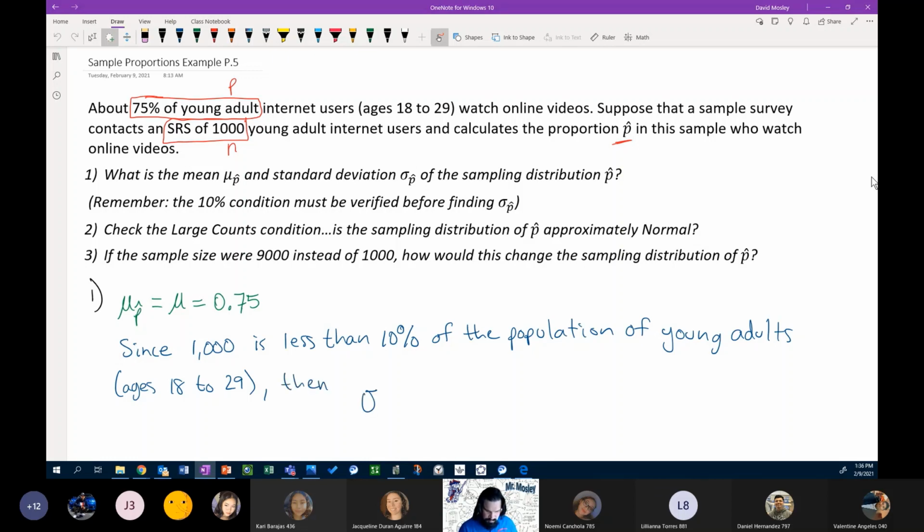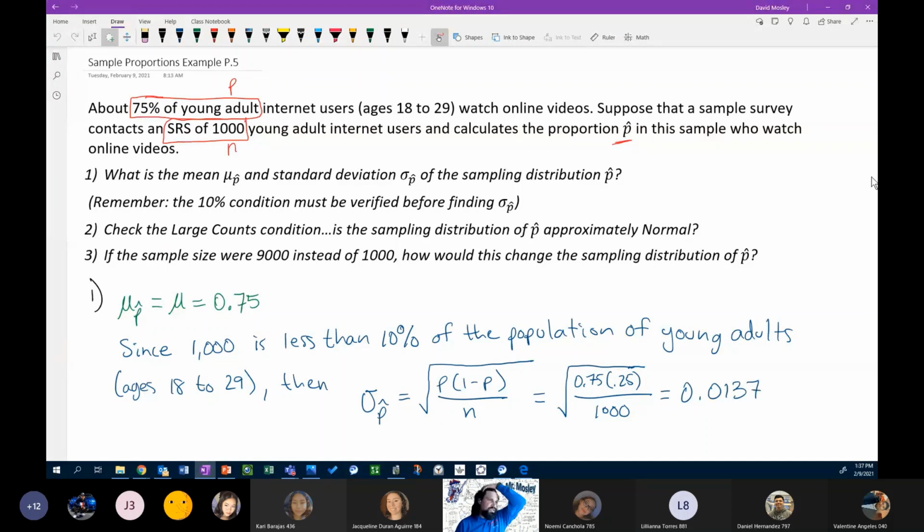then the standard deviation of p hat is equal to the square root of p times 1 minus p divided by n, which is equal to the square root of 0.75 times 0.25 divided by 1,000. And we get 0.0137 as the standard deviation. And we're done.